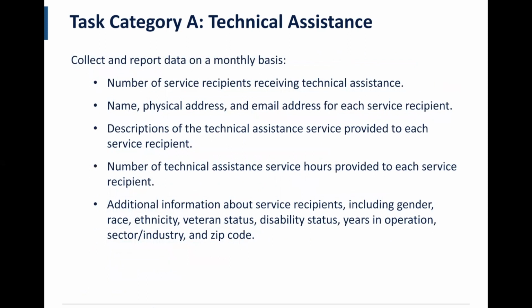Applicants selected for task category A must collect and report data on a monthly basis, including the number of service recipients receiving technical assistance, the name, physical address, and email address for each service recipient, descriptions of the technical assistance service provided to each service recipient, the number of technical assistance service hours provided to each service recipient, and additional information about service recipients, including gender, race, ethnicity, veteran status, disability status, years in operation, sector or industry, and zip code.